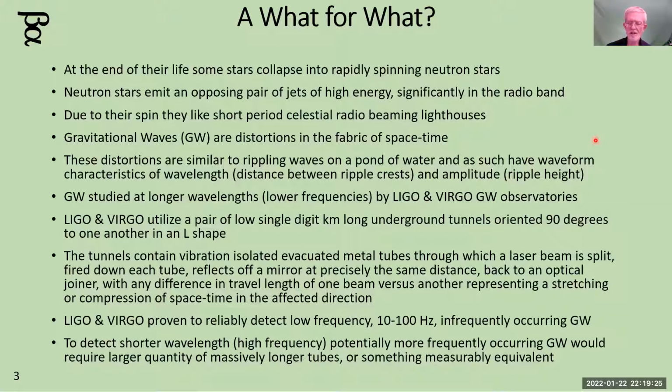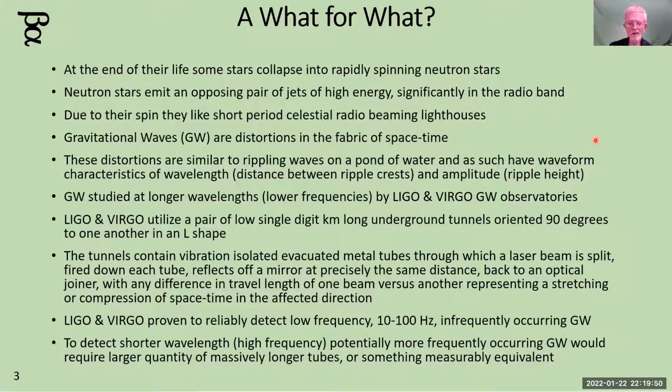If they wanted to determine shorter wavelengths, more little ripples, then they would have to have tubes that were very much longer, like thousands of times longer, so that the light travel time down the tube and back was very much longer, so it could detect very much different variations.